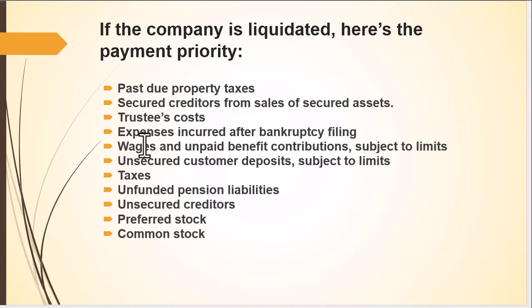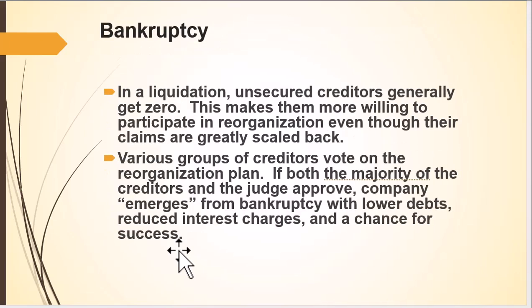So what happens if we don't have enough money to pay them? Then they become an unsecured creditor with everybody else. So again, payments are made in this order. As long as there's money left over, it goes to the next line. And in the end, if there's any money left over, it goes to our common shareholders. So in a liquidation, unsecured creditors generally don't get any money. This makes them more willing to participate in reorganizations.